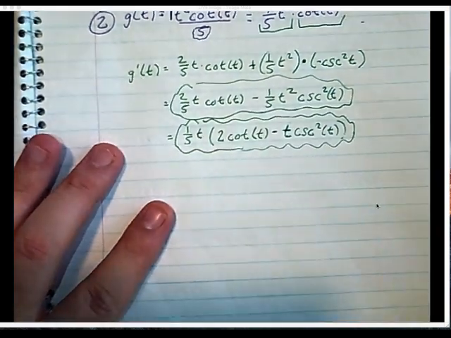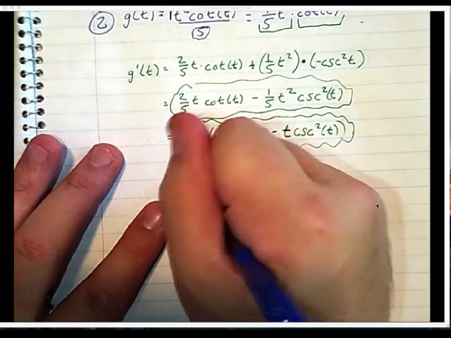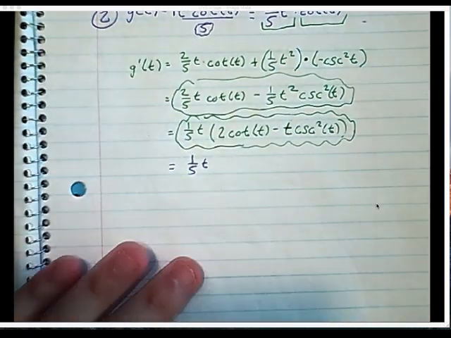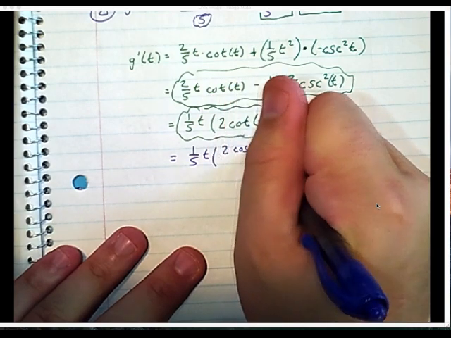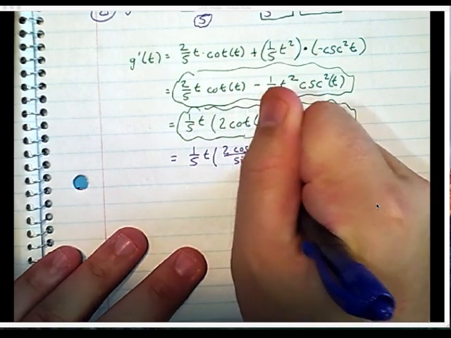So you could write it like that. Now, could you do anything else? Is there any other possible answers? Yeah, there's millions of them. And what is cotangent? It's cosine over sine.